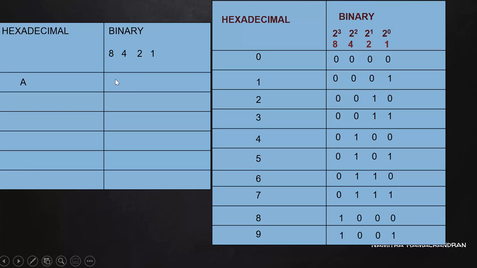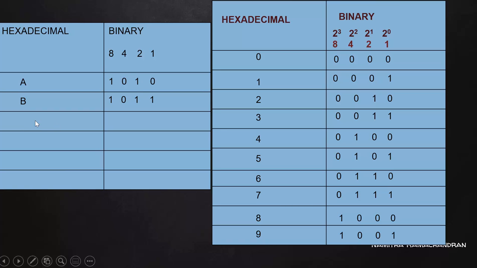So how can we generate 10 here? 8 plus 2 is 10, so 1010. Next is 11. 11 in hexadecimal system is represented with the capital letter B, right? So 11 means 8 plus 2 plus 1, 10 plus 1. 8 plus 2 plus 1 is 11. So 1011. Next is 12.